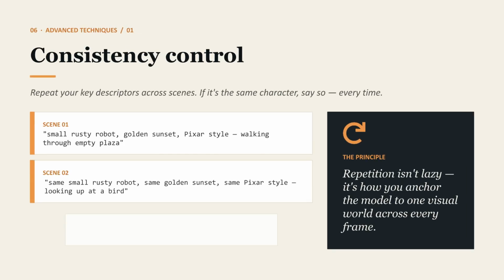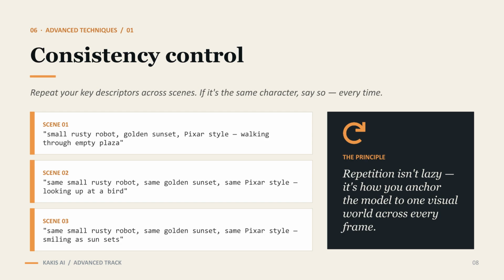Consistency is one of the biggest challenges in AI video creation. The AI may change the character's face, costume, proportion, lighting, and style from one shot to another. To reduce this, repeat your key descriptions. For example, Scene 1: small rusty robot, golden sunset, 3D animation style. Scene 2: same small rusty robot, same golden sunset, same 3D animation style. Scene 3: the same thing, repeat. This repetition may feel unnatural when you write, but it is very useful for AI. Repetition is not lazy. Repetition is how you anchor the model. In Kakis AI, we built the repetition into the system so you don't have to repeat it again.